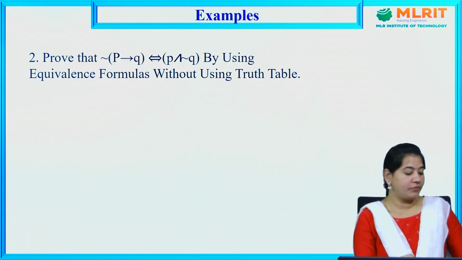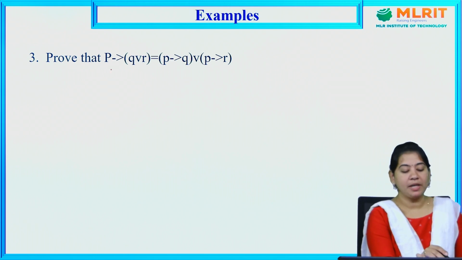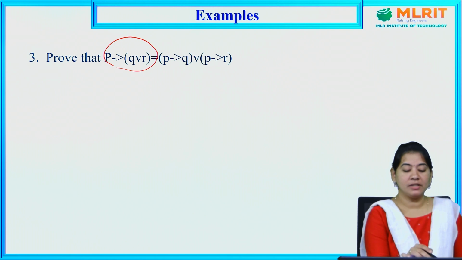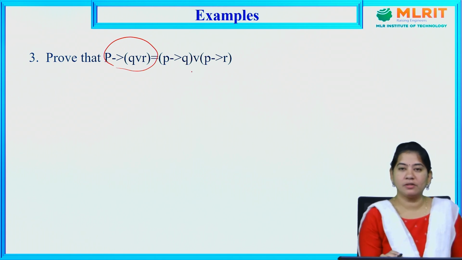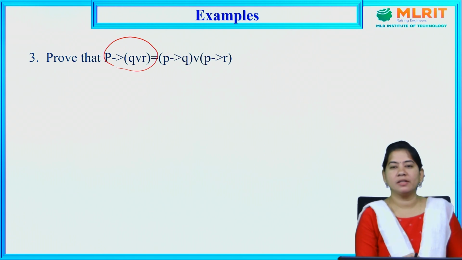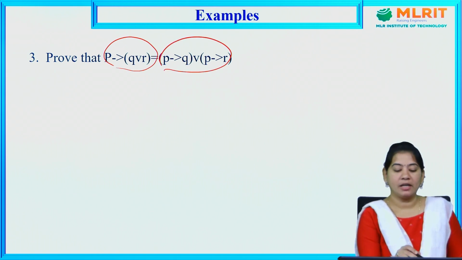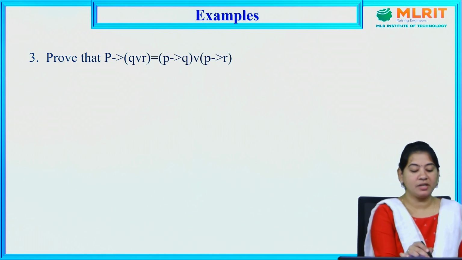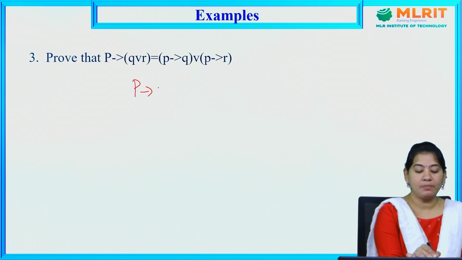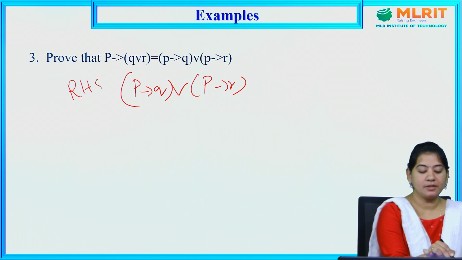So in the same way, consider the next problem also, the third problem. Let us consider: prove that P implies (Q or R) is logically equivalent to (P implies Q) or (P implies R). So here, not only do we have to consider the LHS; you need to understand that we can take the RHS and solve until we get the LHS. So let us suppose I am considering the RHS, that is (P implies Q) or (P implies R). I have considered the RHS here.